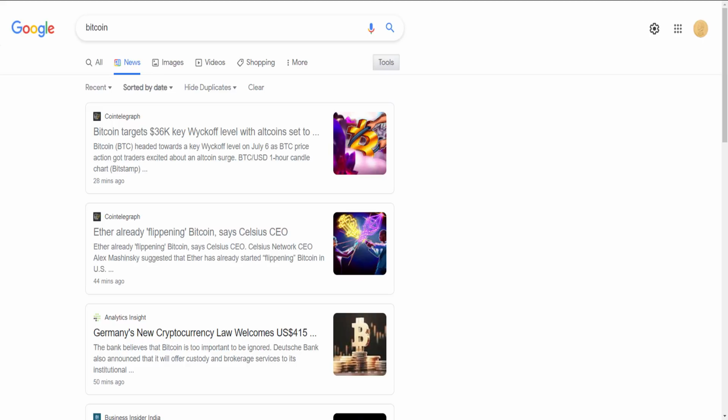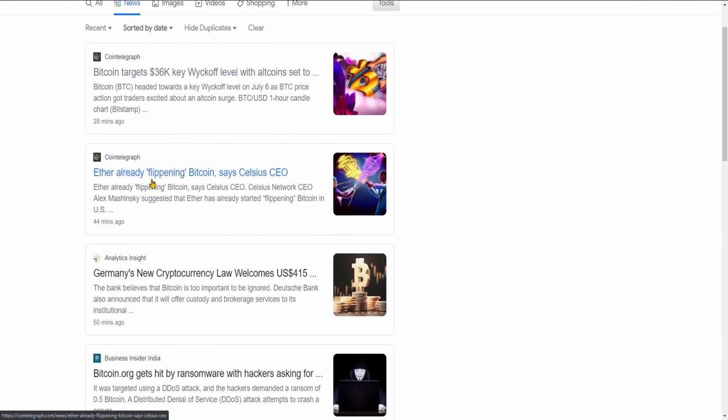As part of the KS method, we always look through the news, not as people who understand crypto, but people who read headlines and try to understand the basic sentiment of the market. So if we look here, Bitcoin targets 36K. Well, we know it's 34K right now, so that's a positive. Ether is already flippening Bitcoin. Wow.